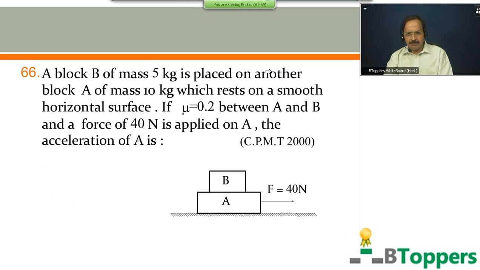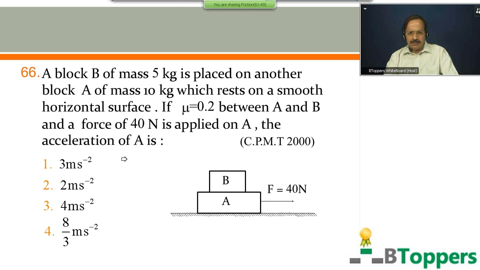Block B of mass 5 kg is placed on another block A of mass 10 kg, which rests on a smooth horizontal surface. If mu equal to 0.2 between A and B, and a force of 40 Newton is applied on A, the acceleration of A is? Come and try the question. Here also take g as 10 meter per second square.